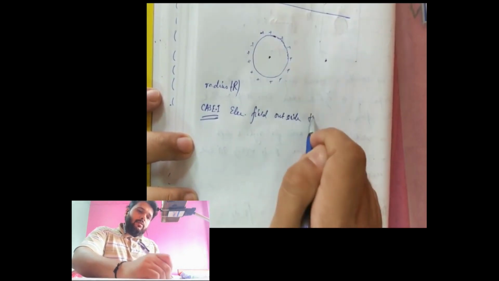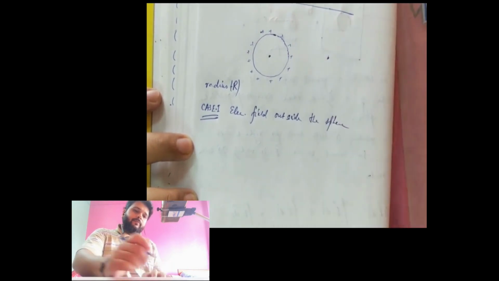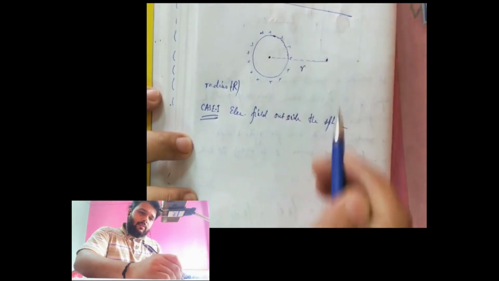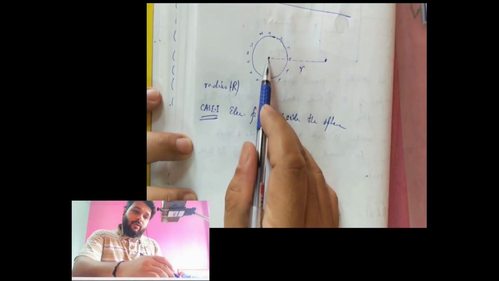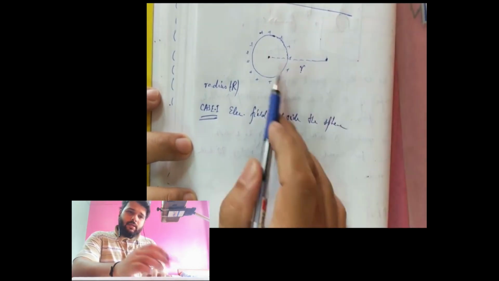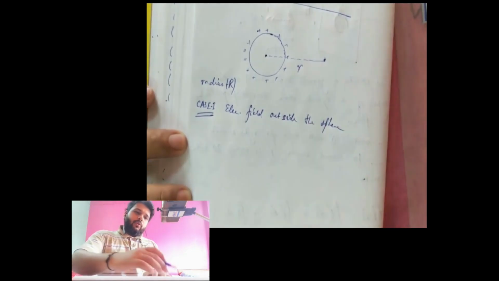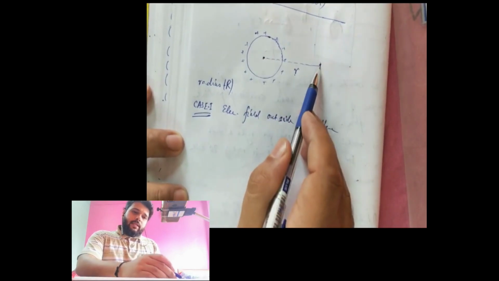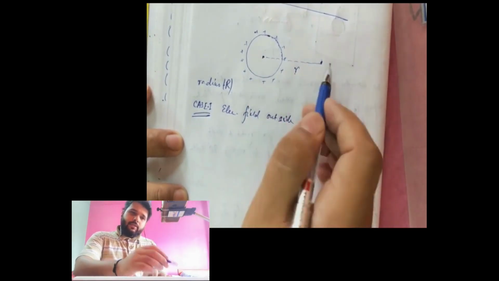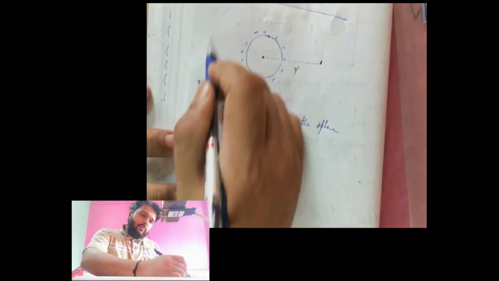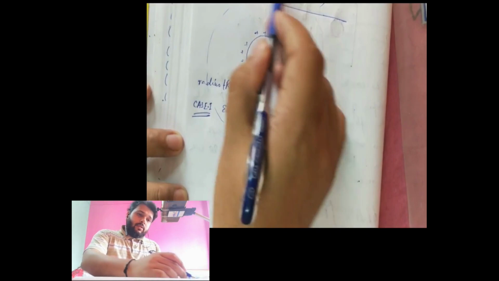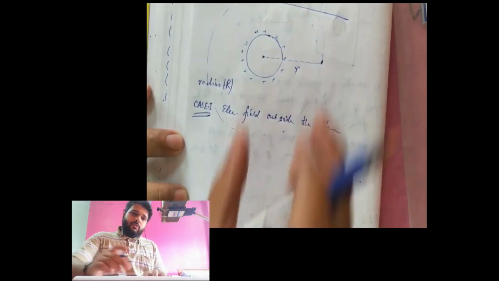So we are taking the first case, case 1, when we are finding the electric field outside the sphere. Suppose I'm taking this distance as small r. This small r is the distance from the center of the sphere. So what will be the electric field for it? Just remember, to find the electric field, first we have to draw a Gaussian surface. If I draw a Gaussian surface, it will be somewhat in this shape. This will be the Gaussian surface. It is similar to the point charge.